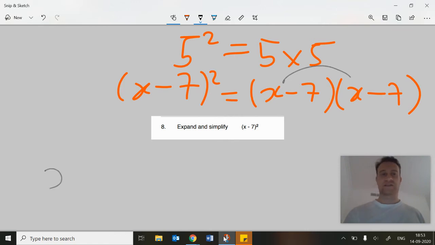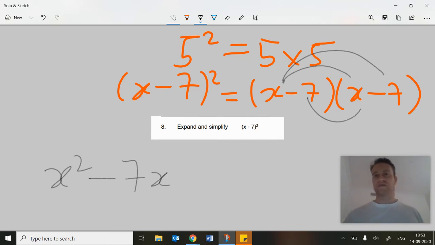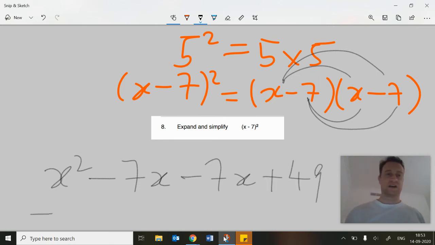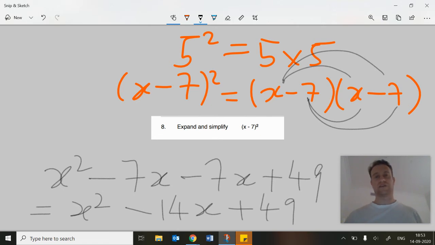X times by x, x squared. X times by minus 7, minus 7x. Minus 7 times by x, minus 7x. And minus 7 times by minus 7, plus 49. Add together those two middle terms. Minus 7, take away 7, minus 14. And we've got plus 49 on the end there as well. Okay, so that one was actually relatively simple. You just need to know that it's a set of double brackets that we're timesing out, in fact.